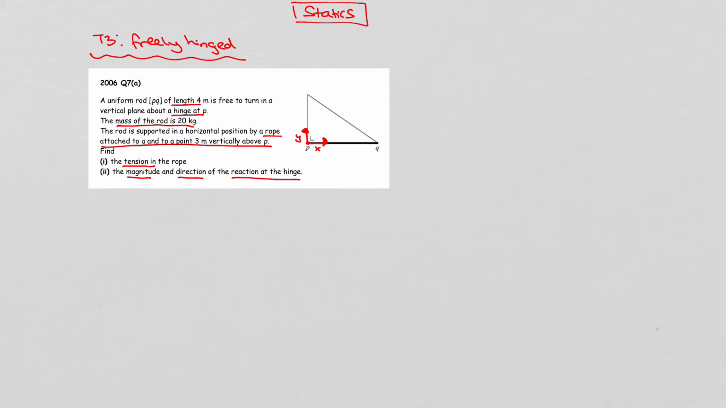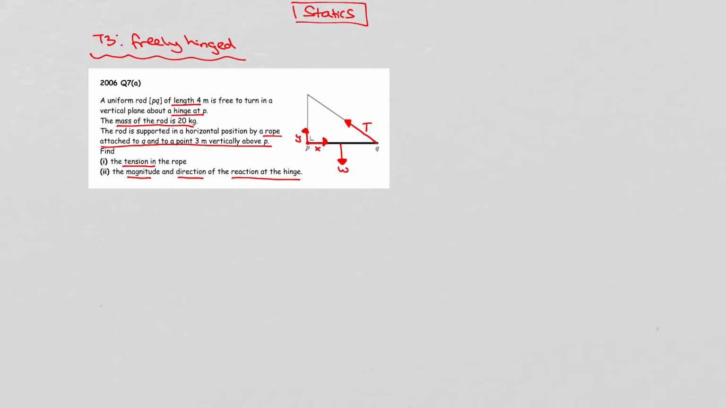We're going to have the weight of the rod PQ acting in a downward direction. And then we have a rope holding the rod PQ in place. So therefore we're going to have tension acting away from Q along the rope. So these are all the forces acting on our rod PQ.